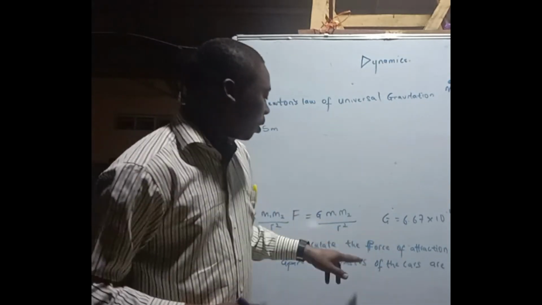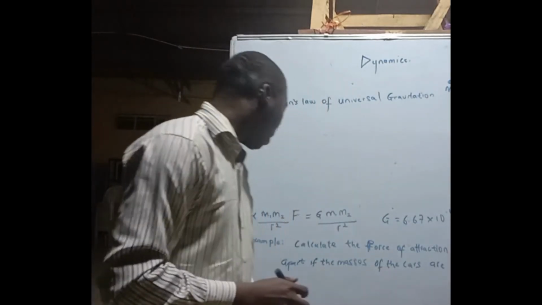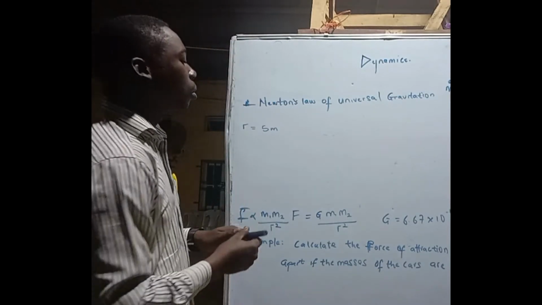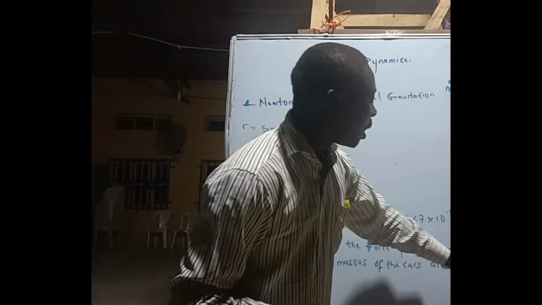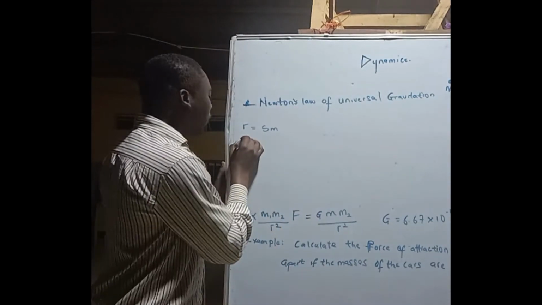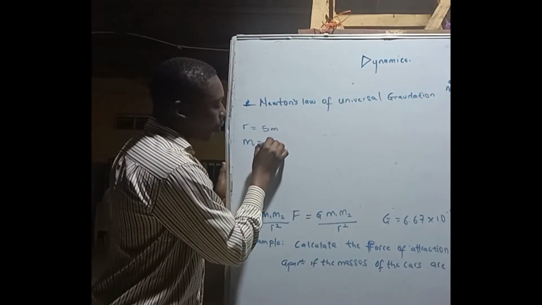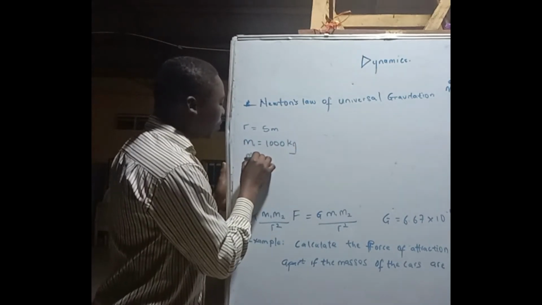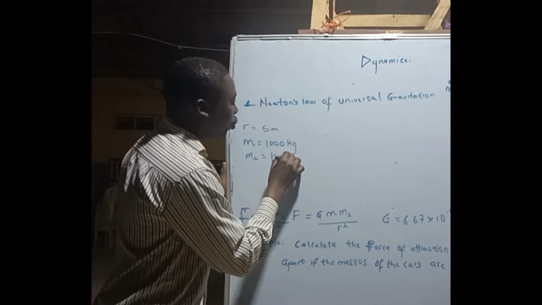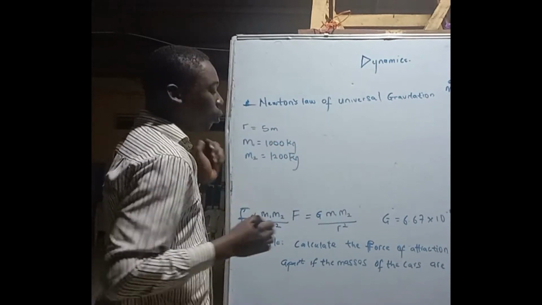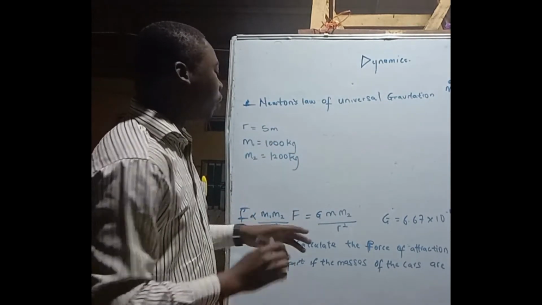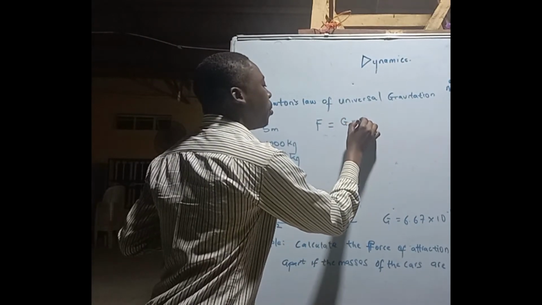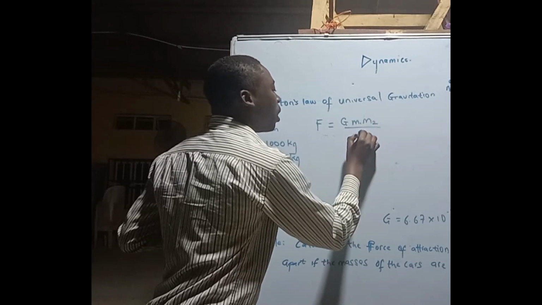Calculate the force of attraction of two cars 5 meters apart, if the masses of the cars are 1000 kg and 1200 kg. The first mass m1 is 1000 kg, the second mass m2 is 1200 kg. So straight up inserting it into this formula, we get the force is equal to G m1 m2 over r squared.